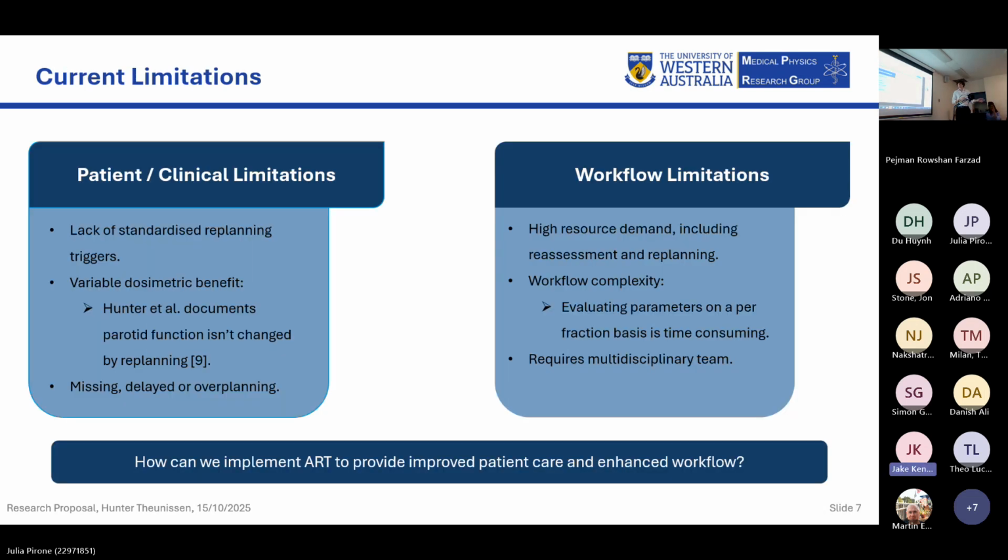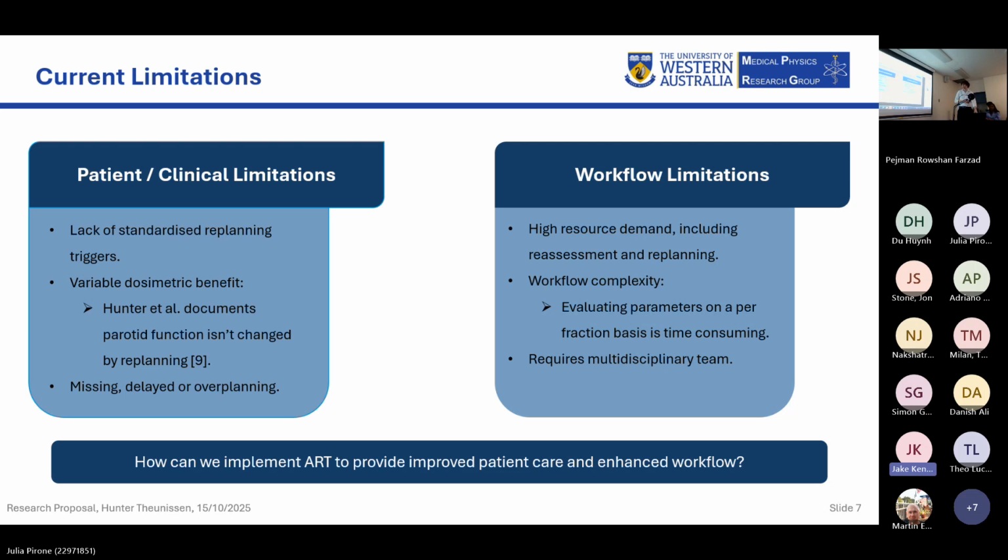So just some current limitations. Firstly, we'll talk about the patient limitations. A study by Hunter et al. found that the parotid function isn't actually associated with the need to replan. The patients that underwent a replan had a reduction in dose of the parotid glands. However, it was not underneath the threshold at which we had a reduction in xerostomia, which is interesting. However, any reduction in dose of the parotid glands is vital and difficult, as the threshold does vary between patients. And of course, we have a lack of standardized replanning, so that does become a problem between clinics.